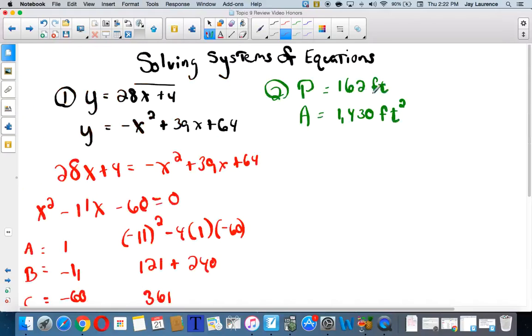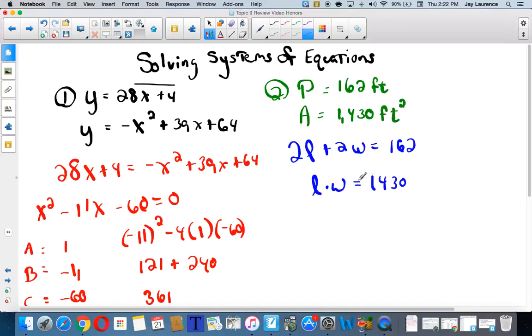Okay, number 2 is an area and perimeter problem. The perimeter of a rectangle is 162 feet. The area is 1,430 feet squared. So I need 2 equations, right? Let me change colors here so my work doesn't blend together. I need 2L plus 2W, and that has to equal 162. And then I need length times width, which equals 1,430. Of course, I could be using B times H, which I normally do.